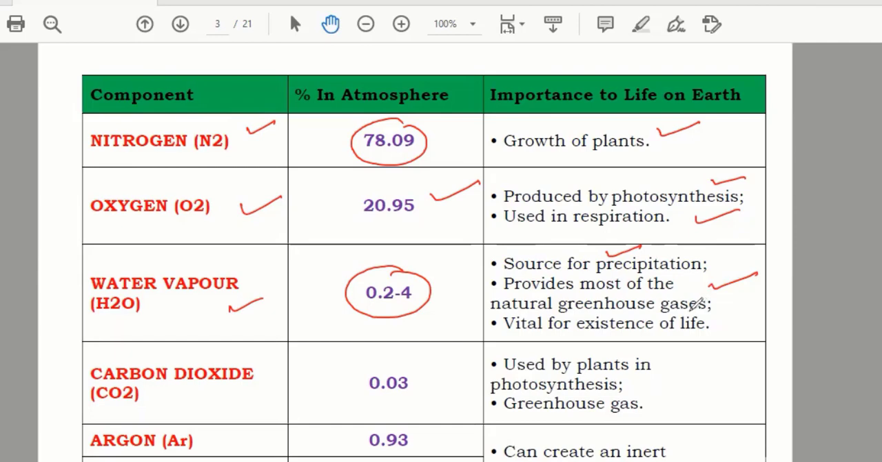Oxygen you'll find there, even in carbon dioxide and nitrogen oxide, they all have oxygen with them. Sorry, water vapors provide most natural greenhouse gases. So from here the gases come, and it is vital for the existence of life. Carbon dioxide is used by plants for photosynthesis, and is a greenhouse gas. Then argon, this is the percentage, and its traces are found.